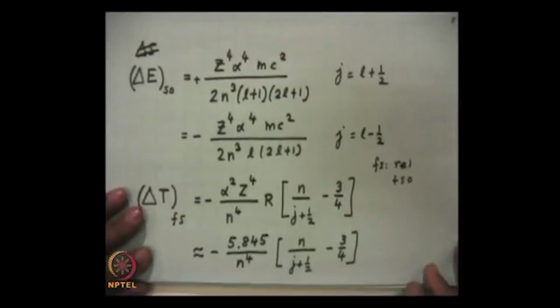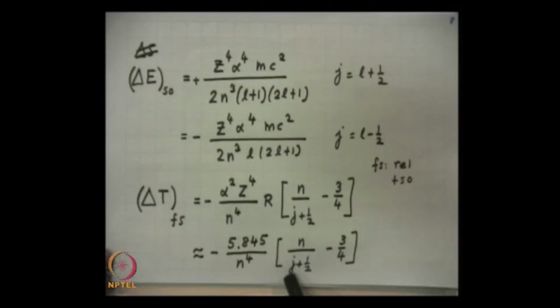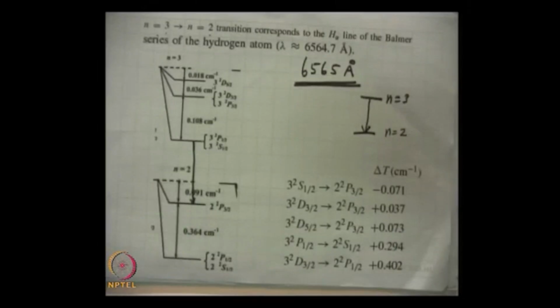So, I have given you the very important formula. This is of course for single electrons, that delta T fine structure is equal to so much. It depends on the total quantum number. The splitting therefore depends on the total quantum number and also on the J value. It does not depend on the L value, and using this we calculated the splitting of different lines for n equal to 3, n equal to 2 and so on, and we found out the fine structure of the spectral lines.